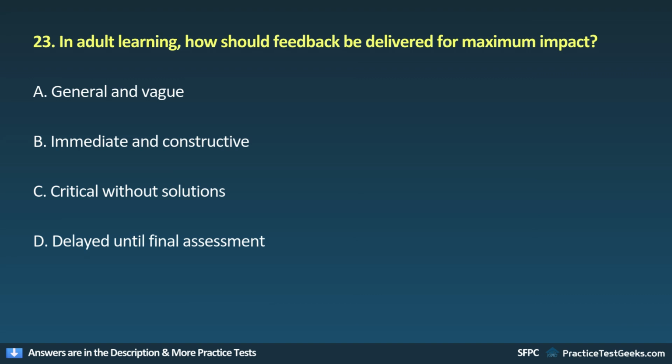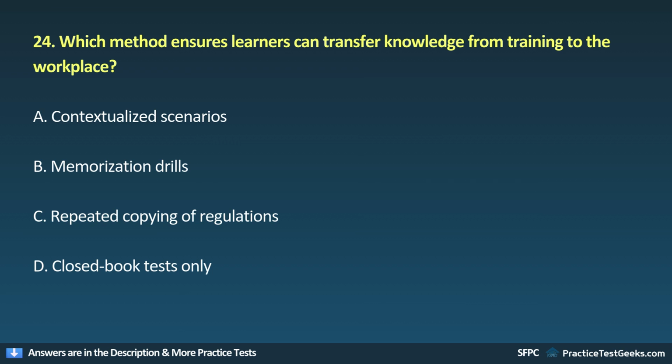23. In adult learning, how should feedback be delivered for maximum impact? A. General and vague. B. Immediate and constructive. C. Critical without solutions. D. Delayed until final assessment. 24. Which method ensures learners can transfer knowledge from training to the workplace? A. Contextualized scenarios. B. Memorization drills. C. Repeated copying of regulations. D. Closed book tests only.